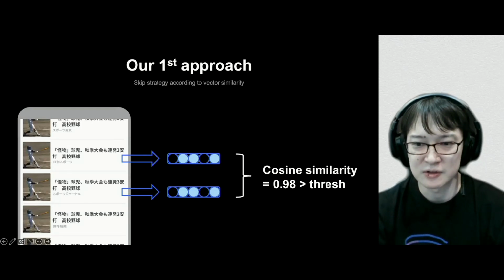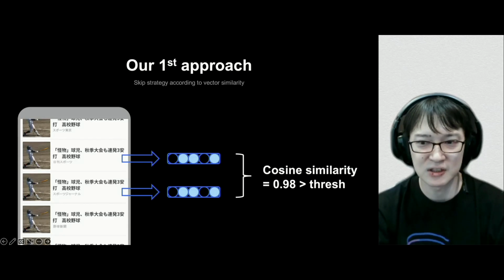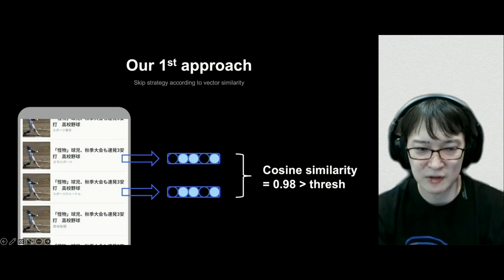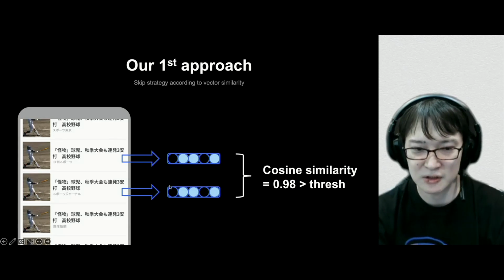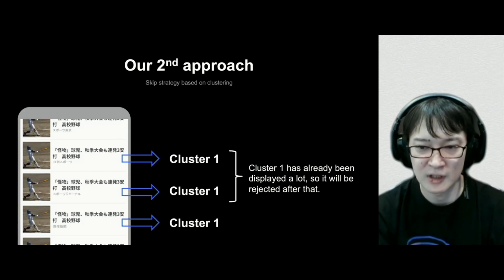So for this issue, we tried two approaches. The first approach is based on the similarity between the article vectors, so we make a decision about the duplication. As shown here, for duplicated contents, the vectors are similar, so they are going to be quite similar. So we measure the cosine similarity, and if it goes over a certain threshold, such as 0.98, rather than placing the two articles, we are going to skip one and show the other in the list.